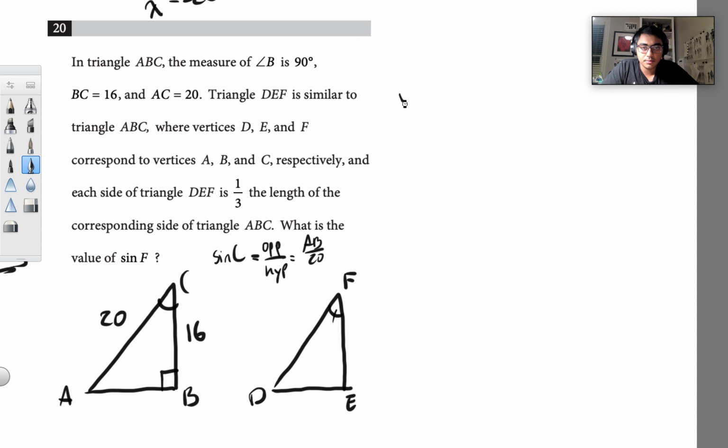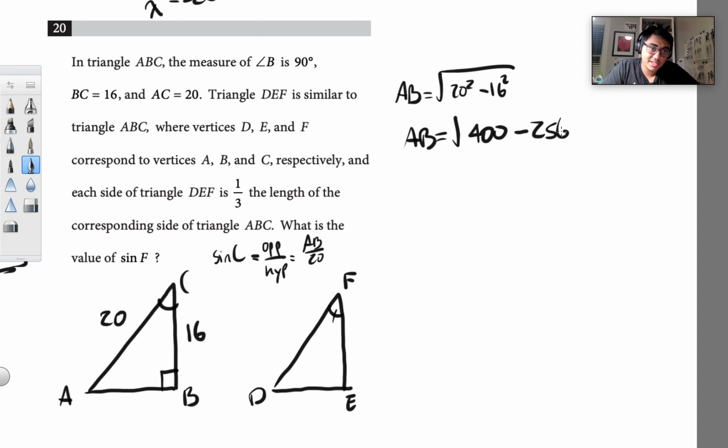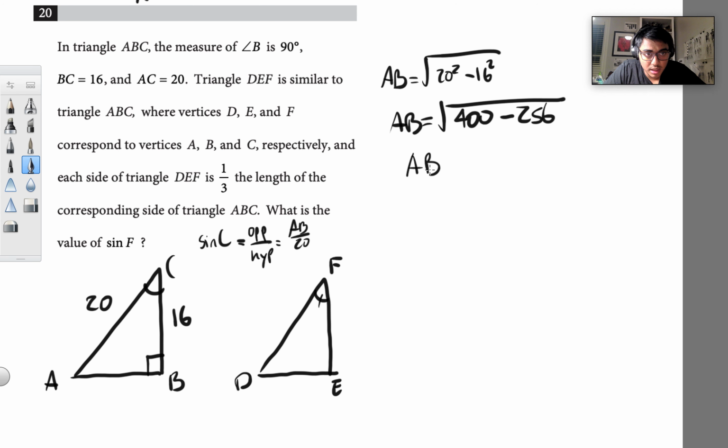Well, AB is equal to the square root of 20 squared minus 16 squared. So AB is equal to the square root of 400 minus 256. So AB is equal to the square root of 144. So AB is equal to 12.